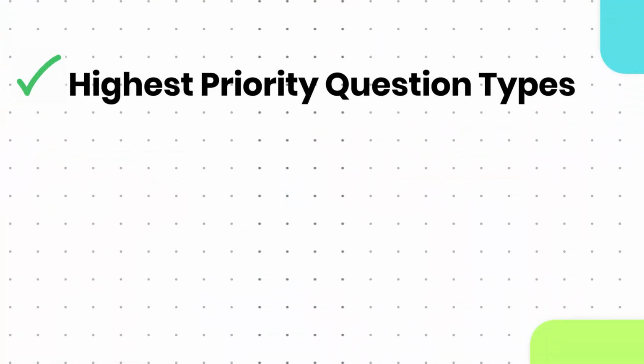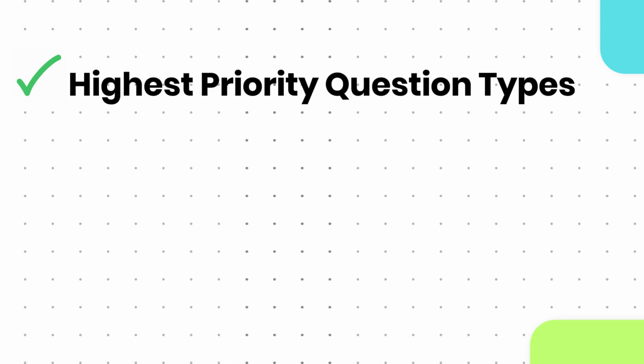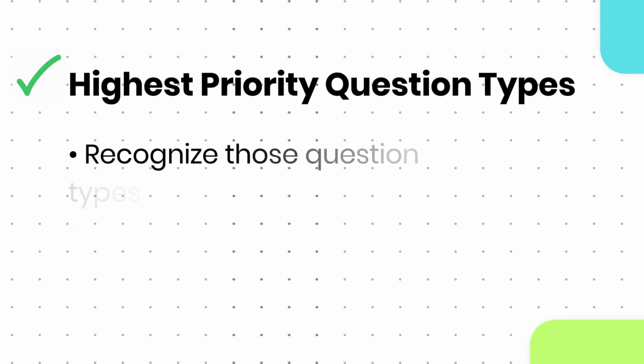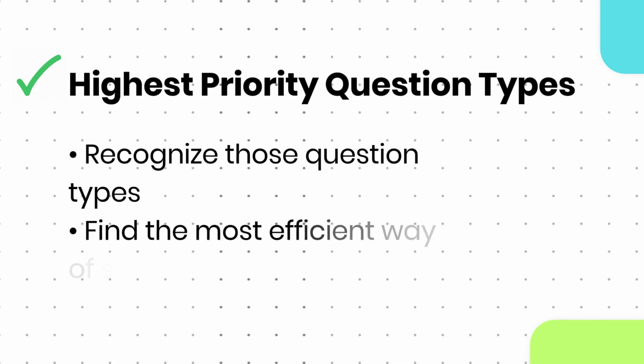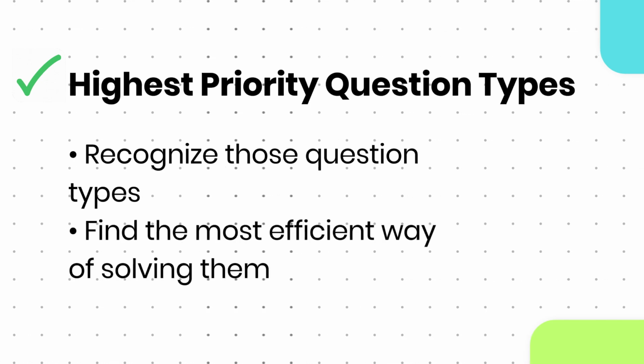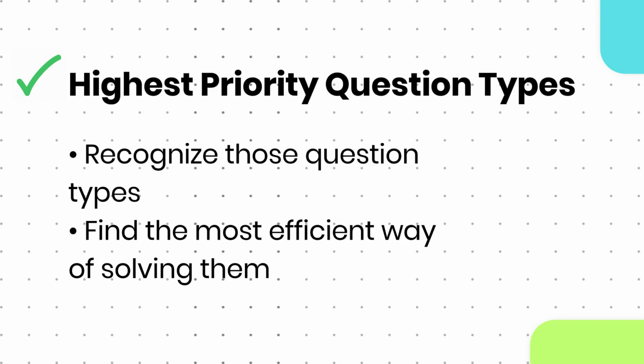And then once you identify those high priority question types for your specific situation, you want to come up with a way to, 1, recognize those question types, and 2, have the most efficient way of solving those question types, so that you can recognize them on the test on your own and then have, again, the most efficient way to solve those. And now we'll head over to the whiteboard and I can show you exactly what I mean.